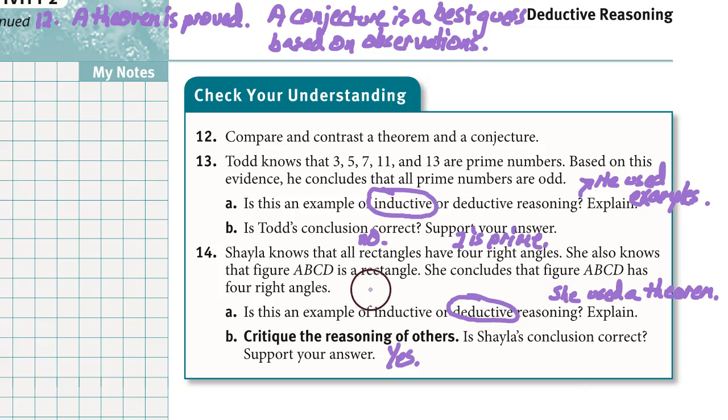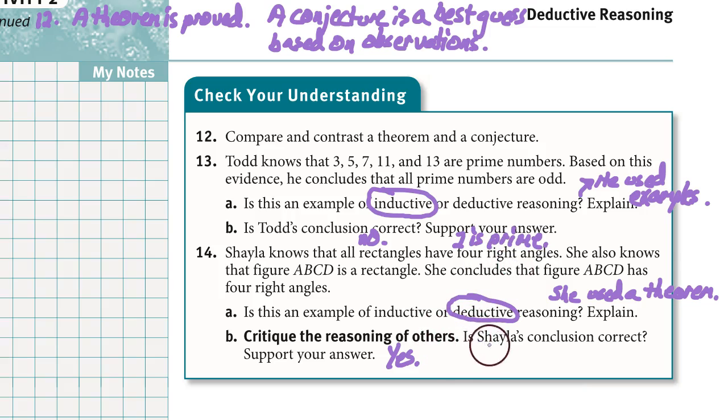Number 14, Shayla knows that all rectangles have 4 right angles and that figure ABCD is a rectangle. She concludes that figure ABCD has 4 right angles. Question A, is this an example of inductive or deductive reasoning? It is deductive because she used that theorem to make her conclusion. The theorem was that all rectangles have 4 right angles.